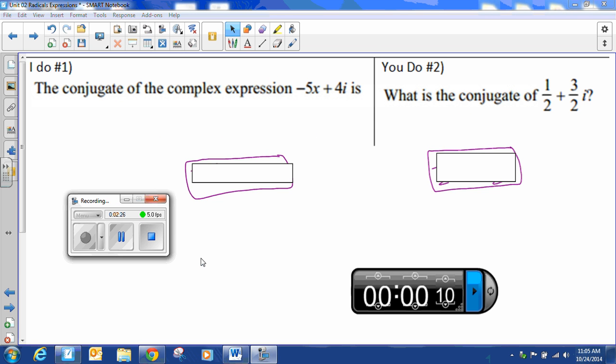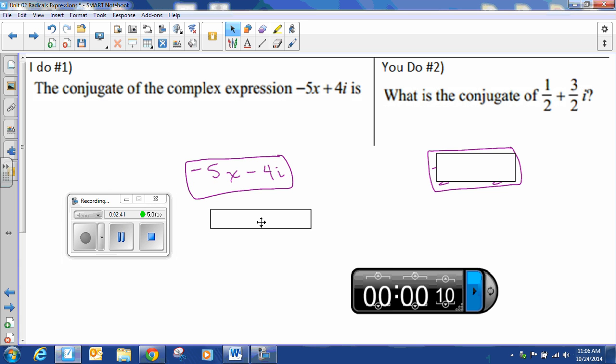Number 1 and 2 are very simple. It's simply determine what is your conjugate of the complex expression. Well, the first term remains the same. The second term gets negated. So we have negative 5x plus 4i. The conjugate is negative 5x minus 4i. Over here, the answer is 1/2 minus 3/2 i.